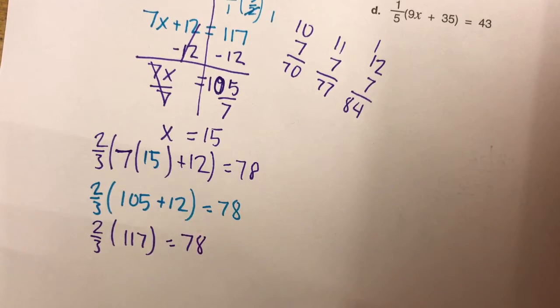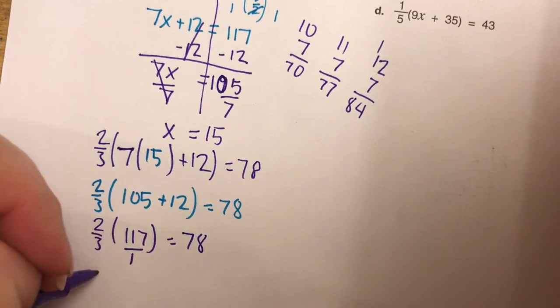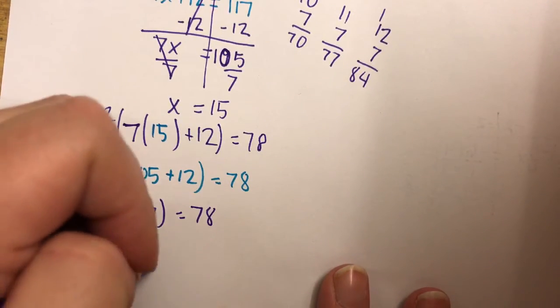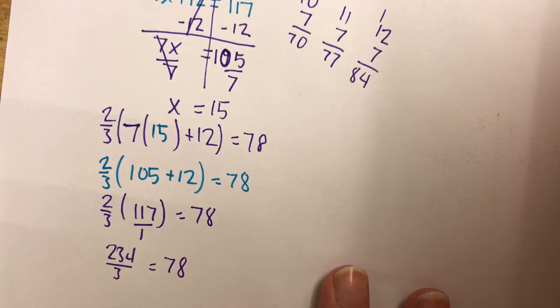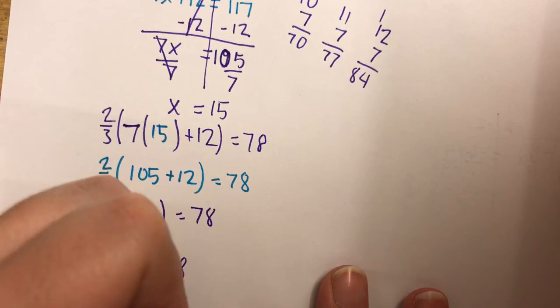And then 2/3 times 117 over 1. So 2 times 117, that's 234. 3 times 1 is 3. And 78, so does 234 divided by 3 equal 78? It does. So 78 equals 78.